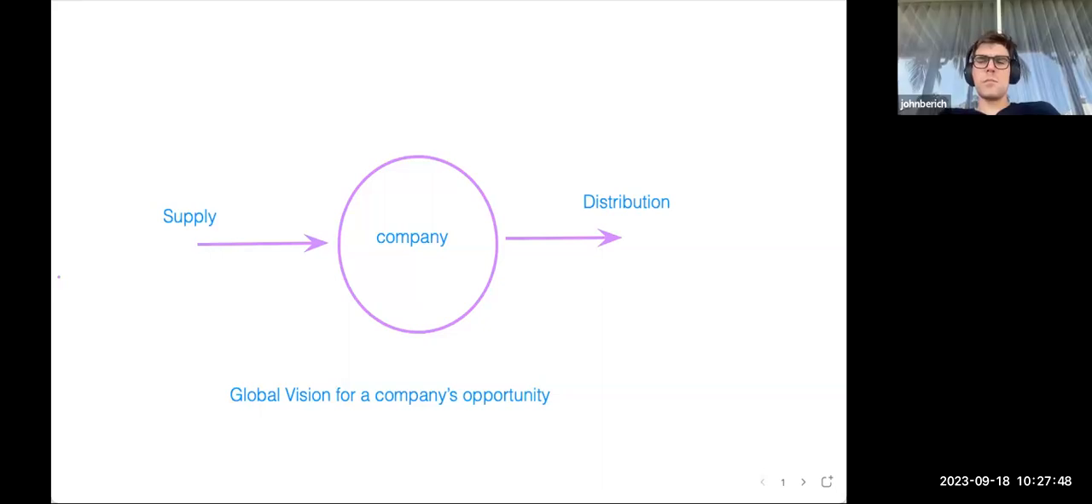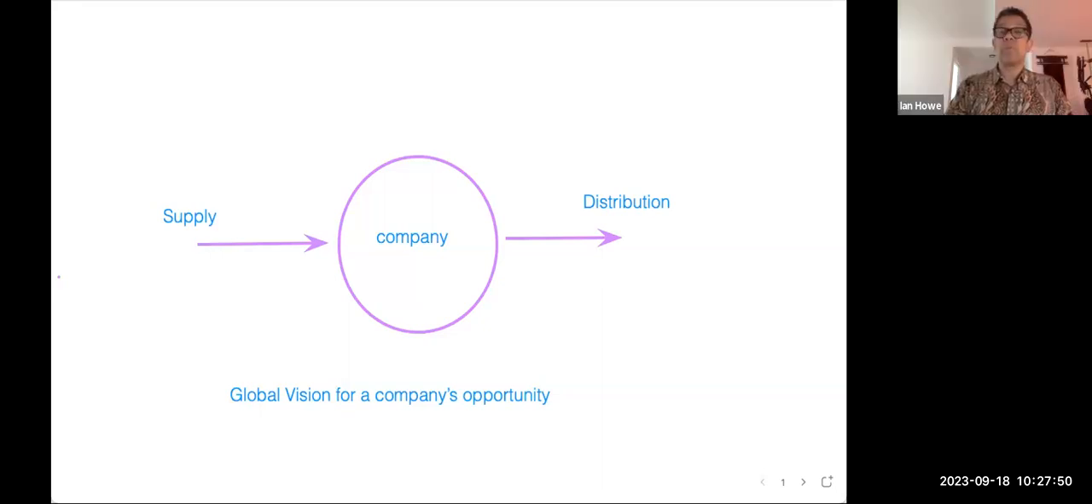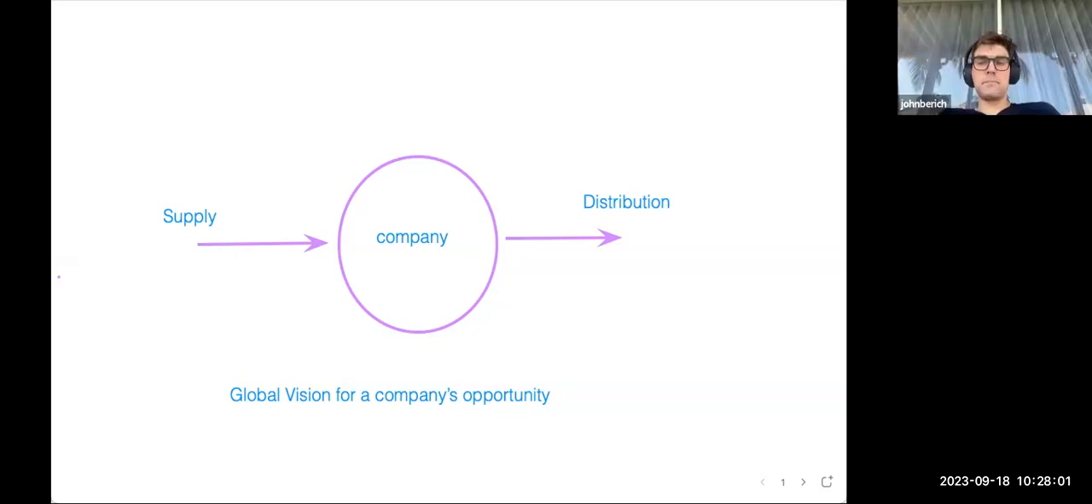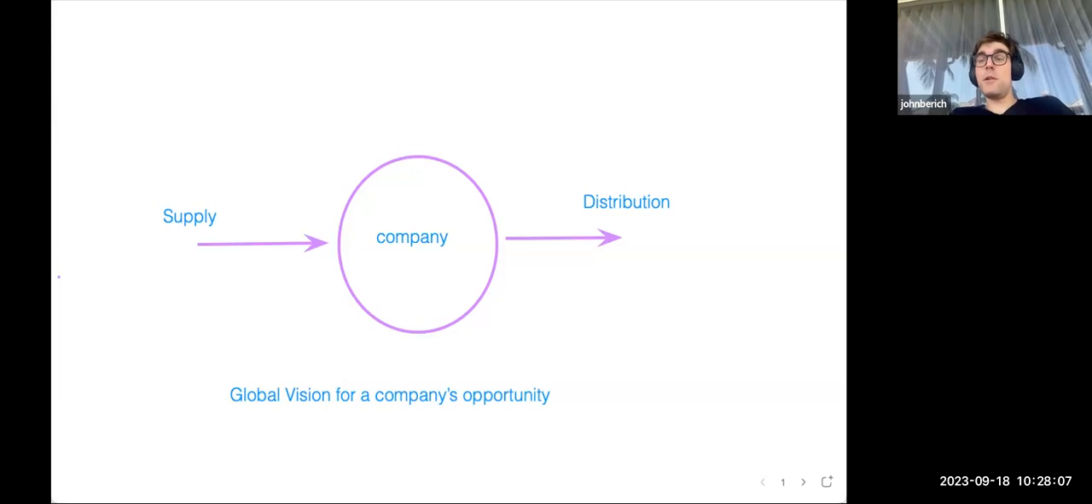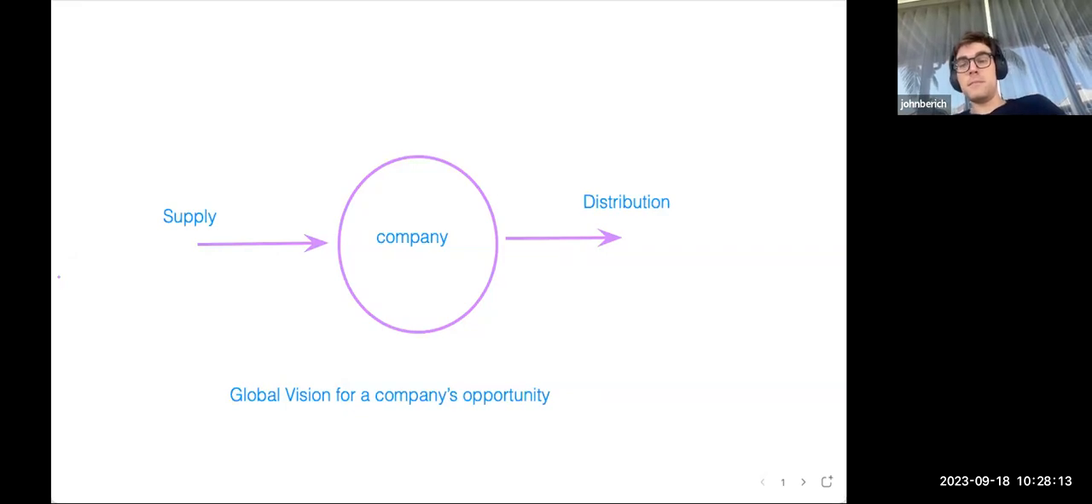Mm-hmm. So can you think of a product or a company where supply may come from one place, manufacturing may be in another place, and distribution may be in another place? Coca-Cola. Can you explain it? So like here, in Cayman Islands, their Cokes are different. Their Cokes are manufactured in Puerto Rico, and they're distributed all over the Caribbean.